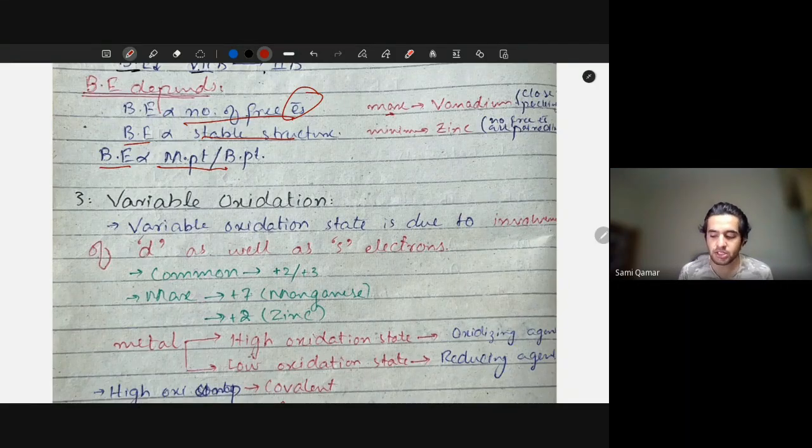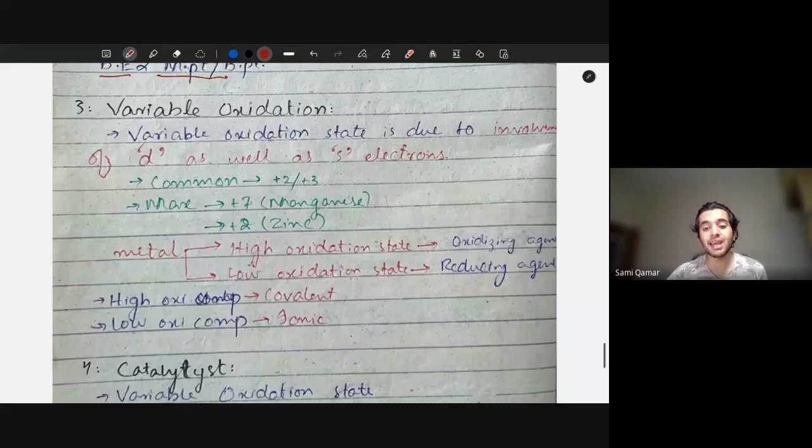And the maximum binding energy among our transition elements is in vanadium, and the minimum is zinc, because it lies at the maximum corner. Why is vanadium more? It has close packing, while zinc has no free electrons. All are paired, 3d10, right? 3d10, all are paired. So that's why it will have the minimum.